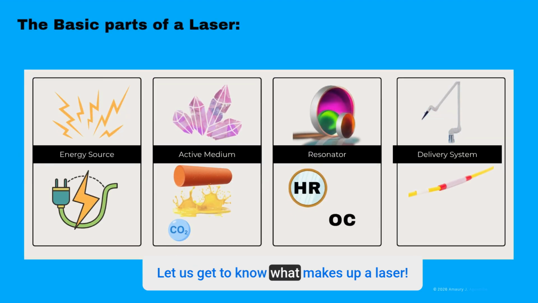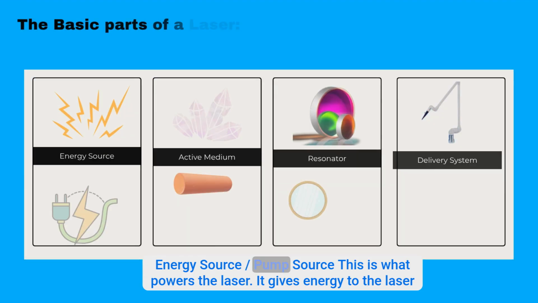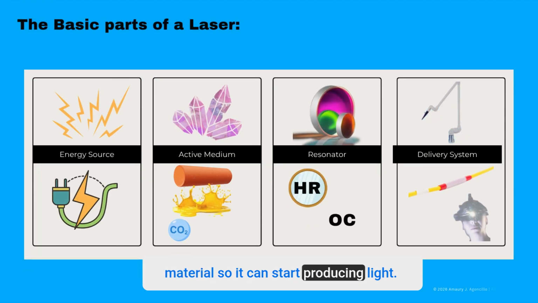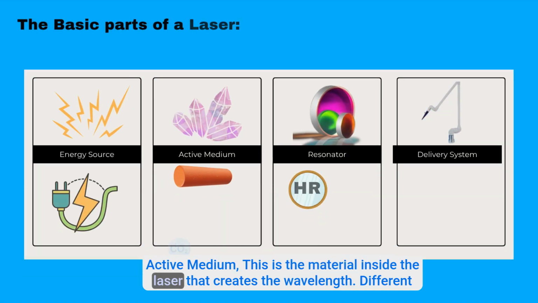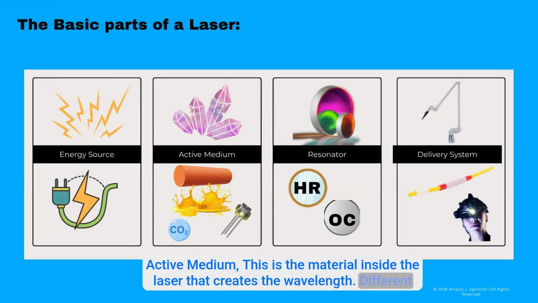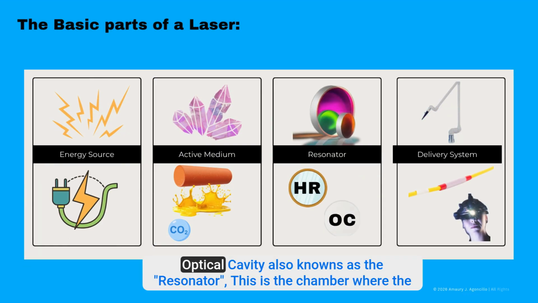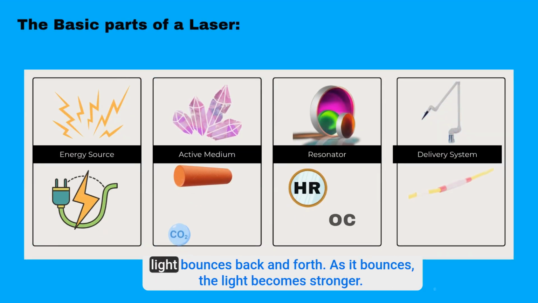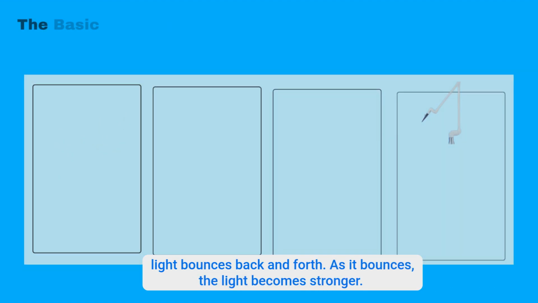Let us get to know what makes up a laser. Energy source, or pump source: this is what powers the laser. It gives energy to the laser material so it can start producing light. Active medium: this is the material inside the laser that creates the wavelength. Different materials create different types of laser light. Optical cavity, also known as the resonator: this is the chamber where the light bounces back and forth. As it bounces, the light becomes stronger.